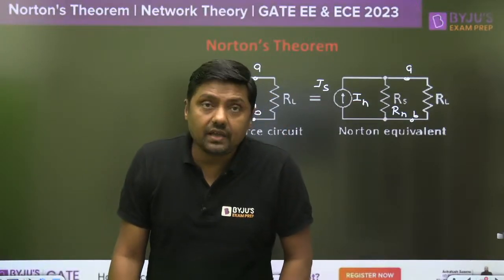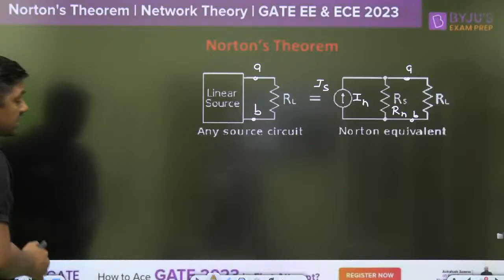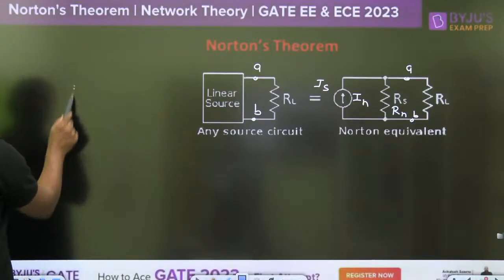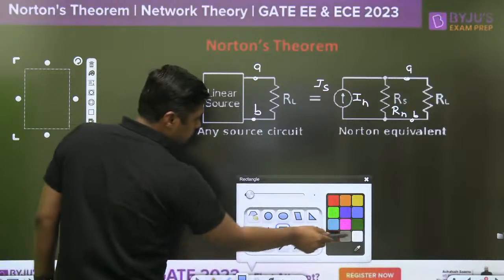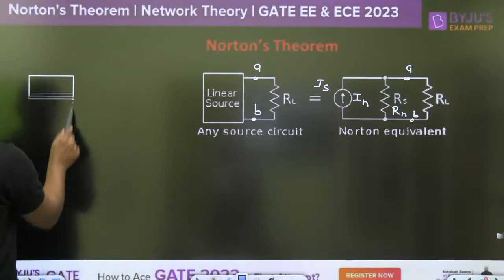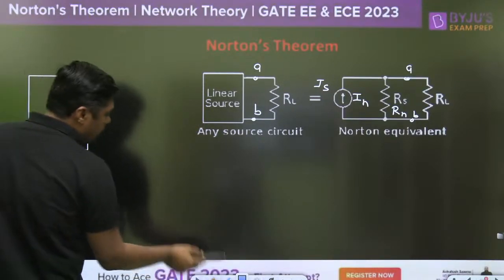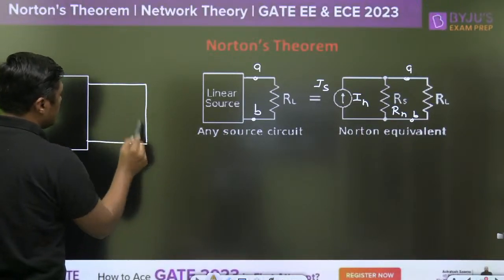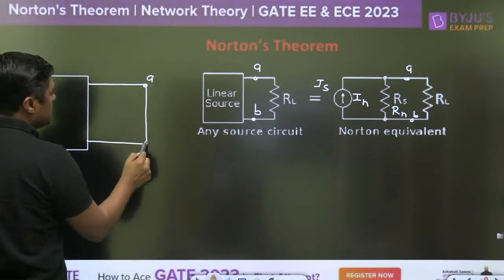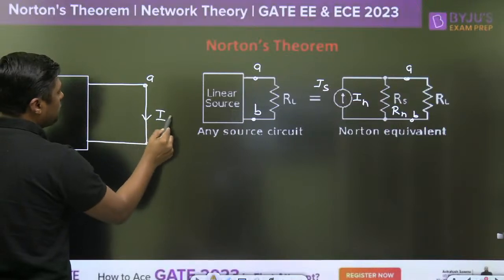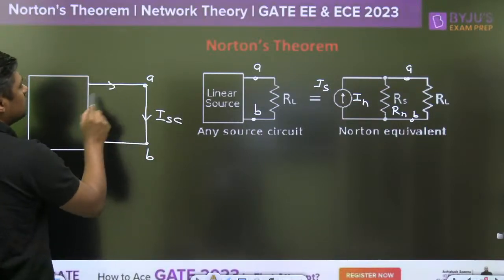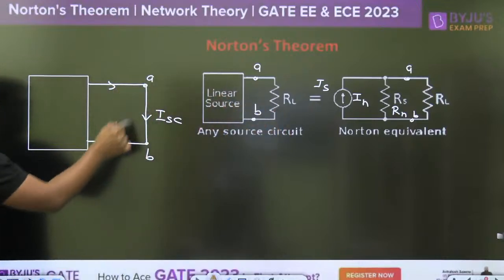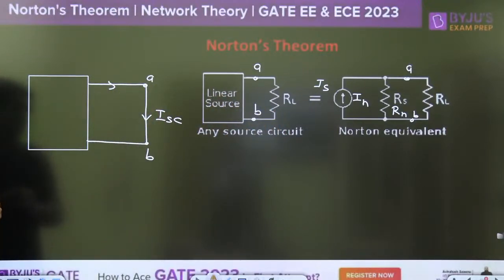What is the IN? IN is called the short circuit current. What is the meaning of this short circuit? It means simply get the network, and then make the terminal short circuit. This is the A, this is the B, and find the value of the short circuit current. That is nothing but Norton's current. So first of all, remove the RL, make it short circuit, and find the value of the ISC.